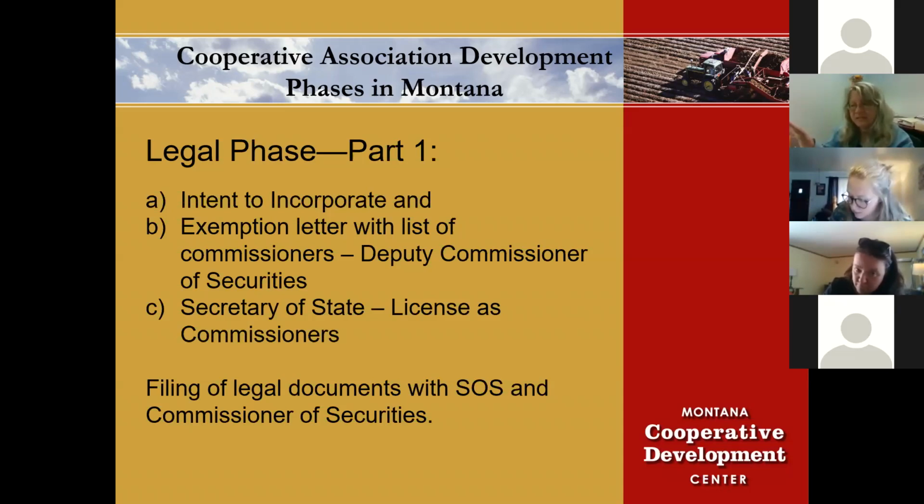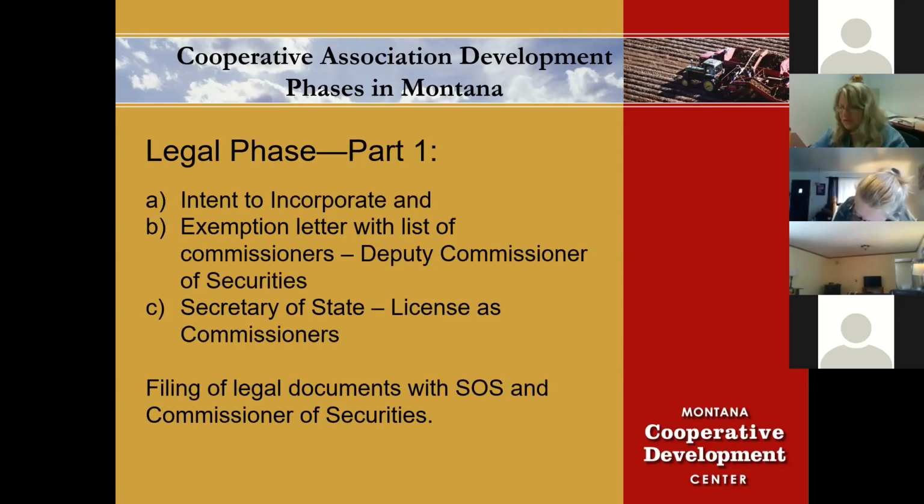One to the Secretary of State, the intent to incorporate, and the exemption letter with a copy of the intent to incorporate to the Deputy Commissioner of Securities. Magically, they talk to each other, and they decide that both of them are happy with what you've done. And when that happens, the Secretary of State will send out a license as commissioners, okay? In the intent to incorporate, you list the people who are trying to organize this particular corporation, and you list the individuals who may be the selected commissioners.